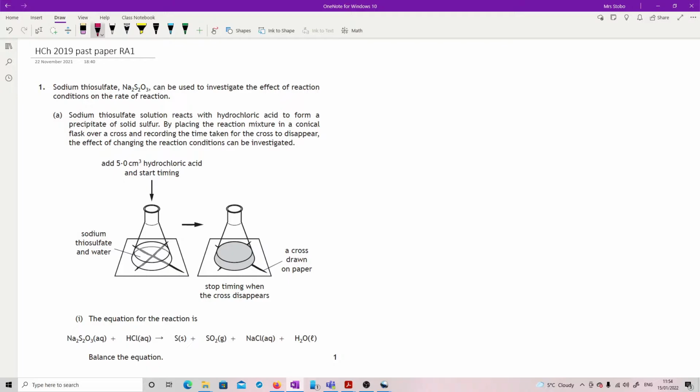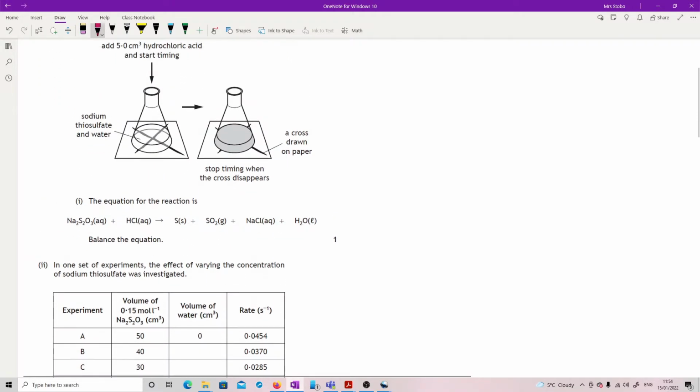Okay, and you've probably done this one. The equation for the reaction is given, balance the equation. That's quite a nice first question, to be honest.